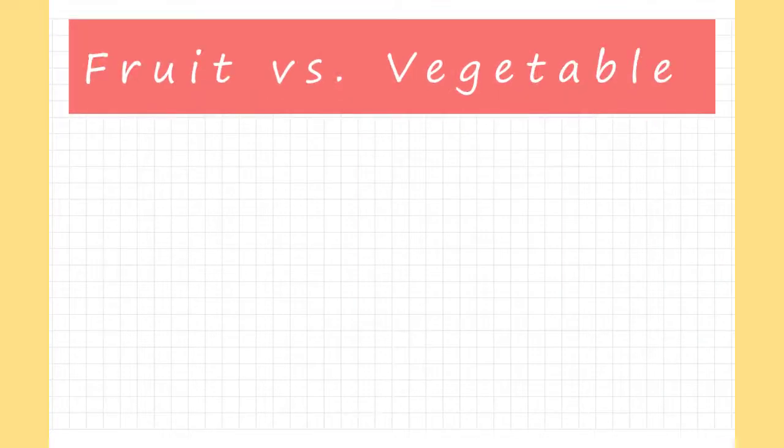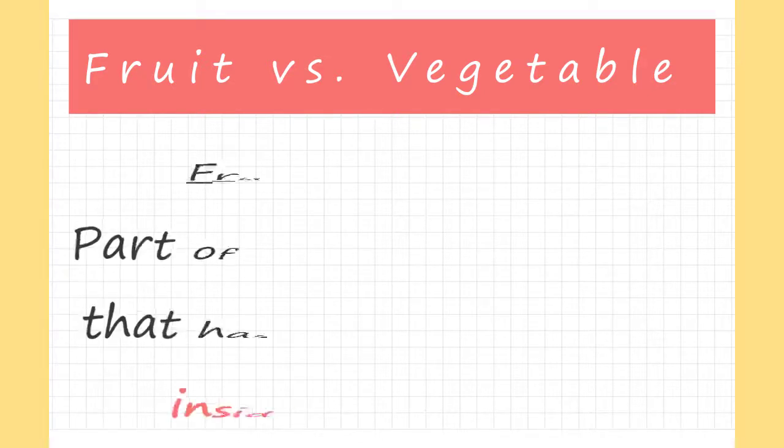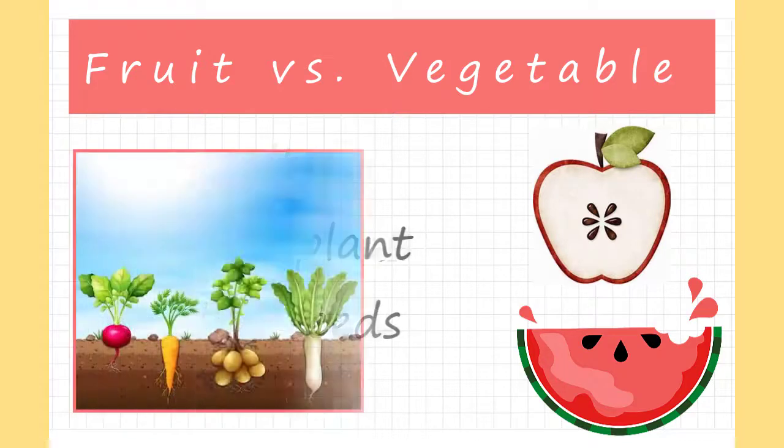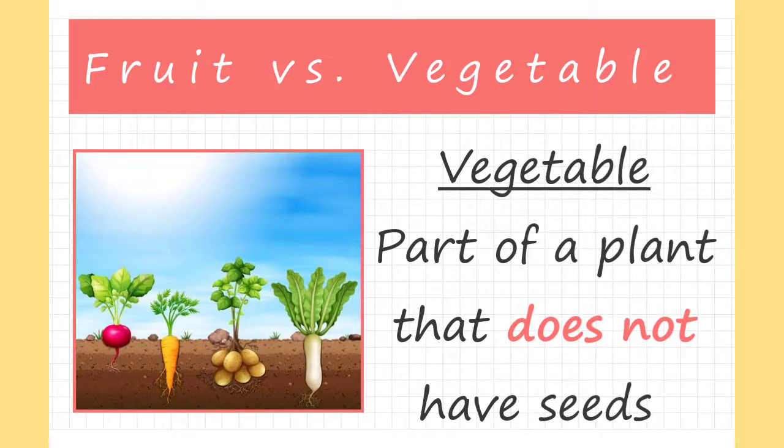Fruits and vegetables are edible parts of a plant. Depending on a person's opinion, they can be described differently. Scientifically, fruits are part of a plant that contains seeds. Some examples can be apples or watermelons. On the other hand, vegetables are part of a plant that does not contain seeds, such as carrots and potatoes.